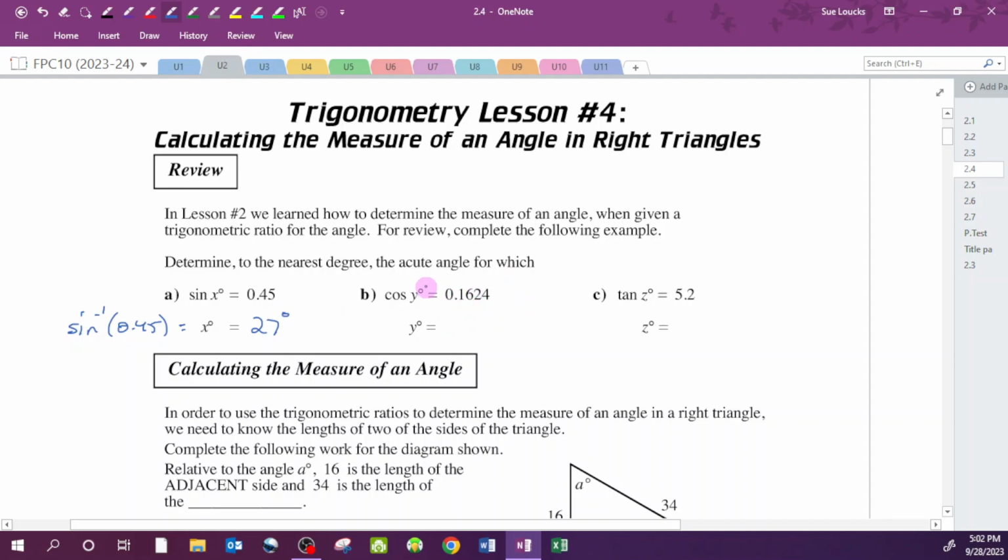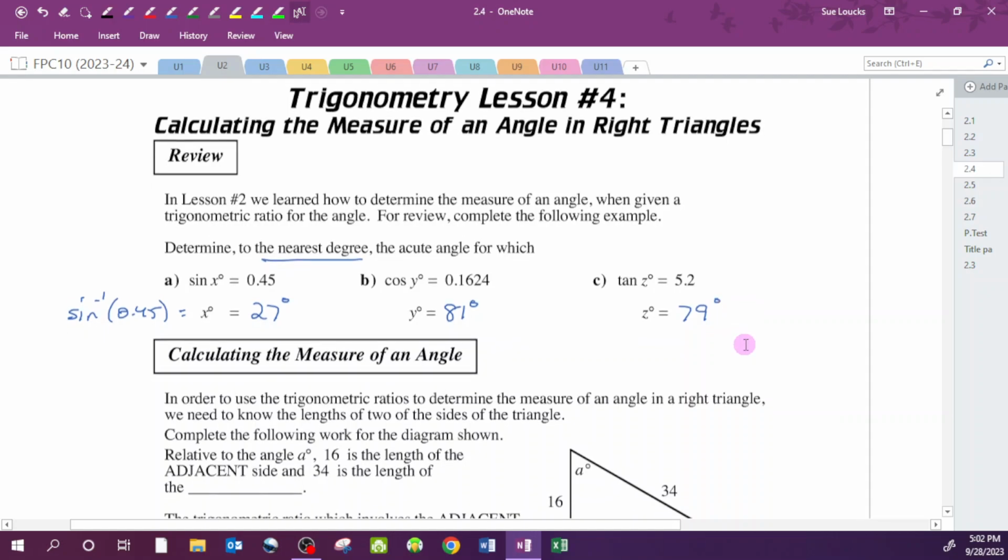This one, if the cosine of the angle is 0.1624, that's approximately 81 degrees. We're rounding to the nearest degree as asked. And this is 79 degrees. So please make sure you know how to do that on your calculator. And remember that your calculator has to be set to degrees for this to work.